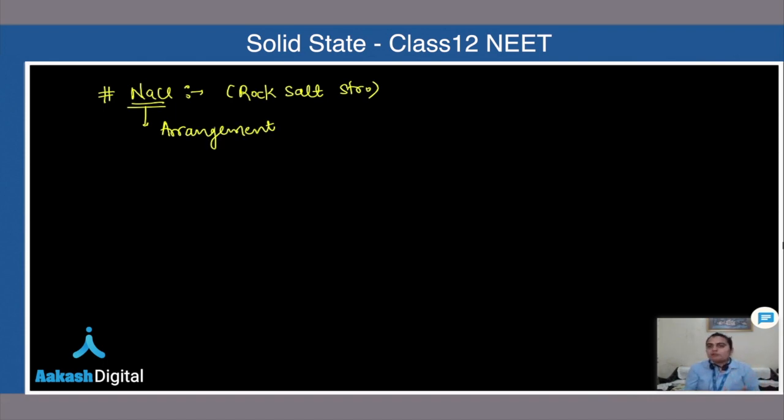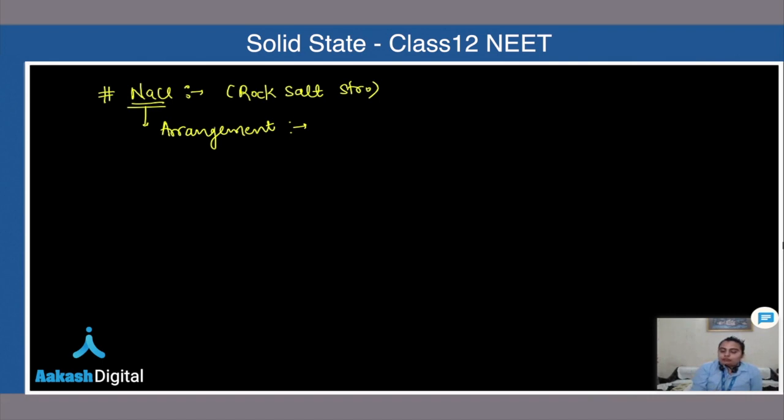Let us do NaCl. It has the rock salt structure. Clear? Now let us see how it is arranged. We know usually anion forms the lattice and cation fits in the voids, isn't it? Anion forms the lattice and cation fits in the voids.